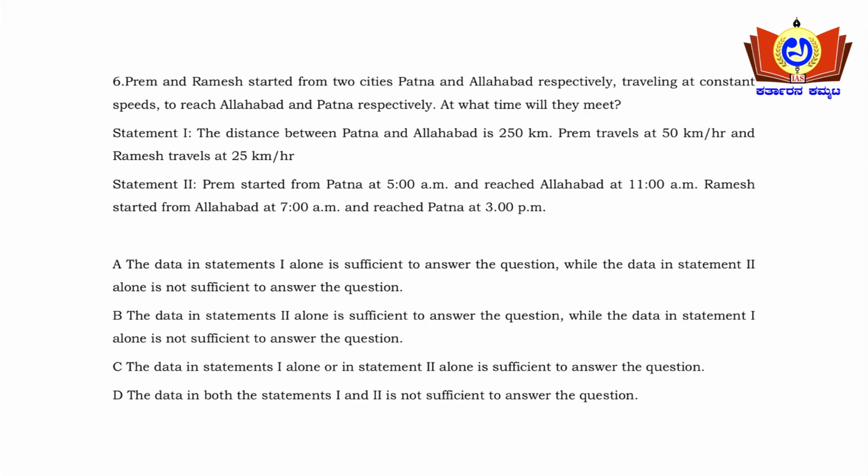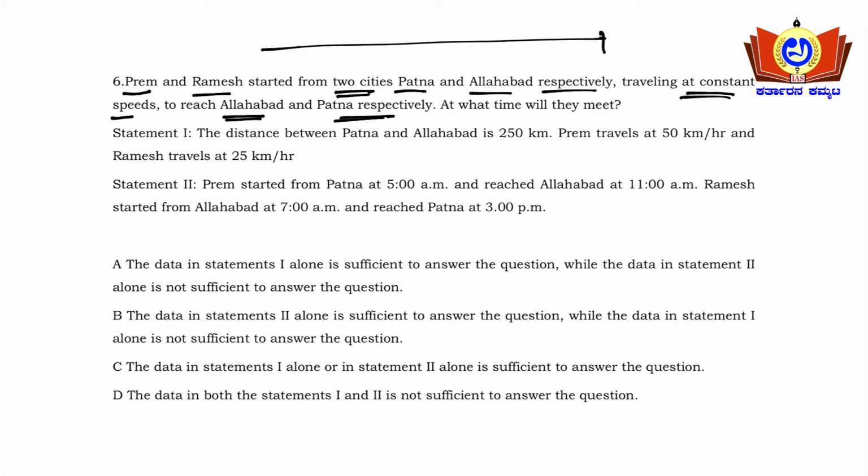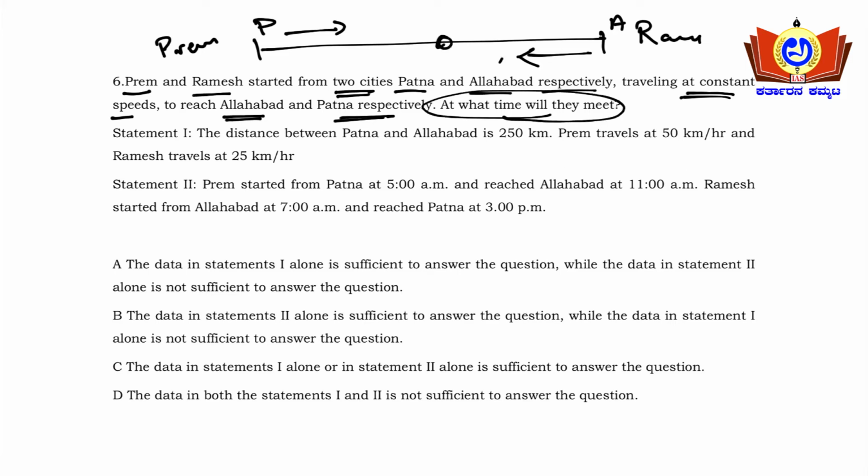The sixth question reads: Prem and Ramesh started from 2 cities, that is Patna and Allahabad respectively, traveling at a constant speed to reach Allahabad and Patna respectively. So there are 2 cities between them, Patna and Allahabad, and Prem and Ramesh are traveling in the opposite direction here. So Prem is traveling like this and Ramesh is traveling like this here. At what time will they meet here? Somewhere around, we shall assume that at this point they will meet here, and at what time they will be meeting, that is the question here.